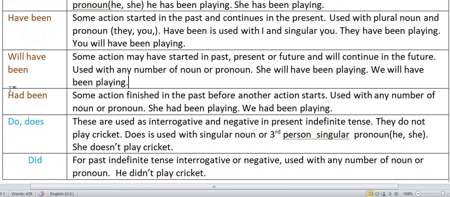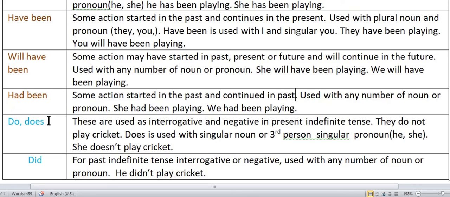So next we have had been. It doesn't matter, we use had been with any number of noun or pronoun. Had been is used where some action finished in the past before another action starts. Had been is just like will. It doesn't matter how many nouns or pronouns there are, so you can use had been with all. It is used in past perfect continuous tense, when some action started in the past and continued in the past. She had been playing, we had been playing.